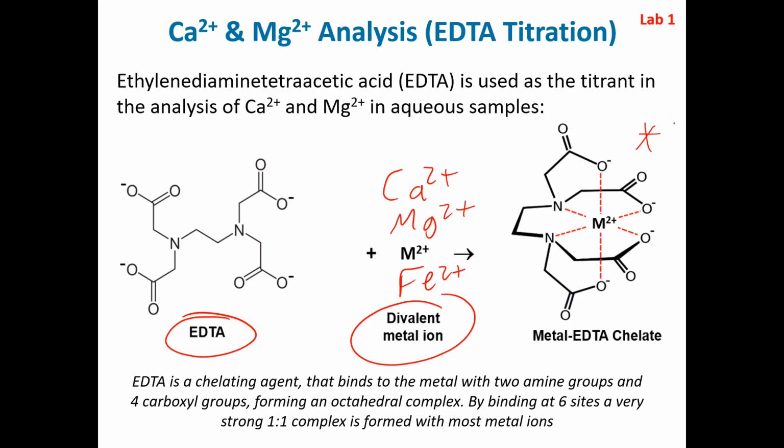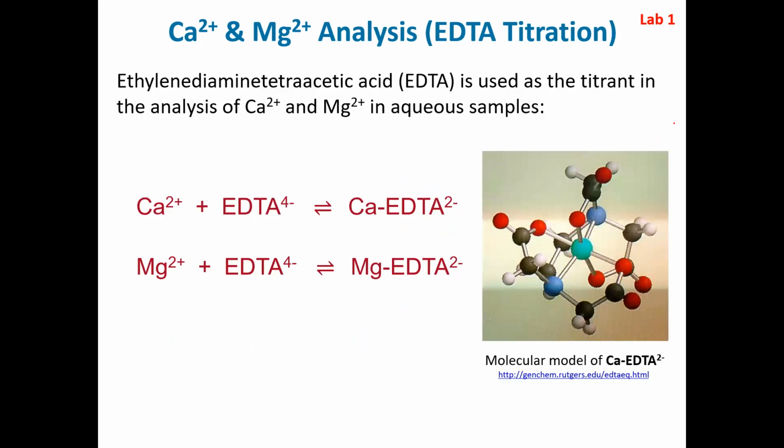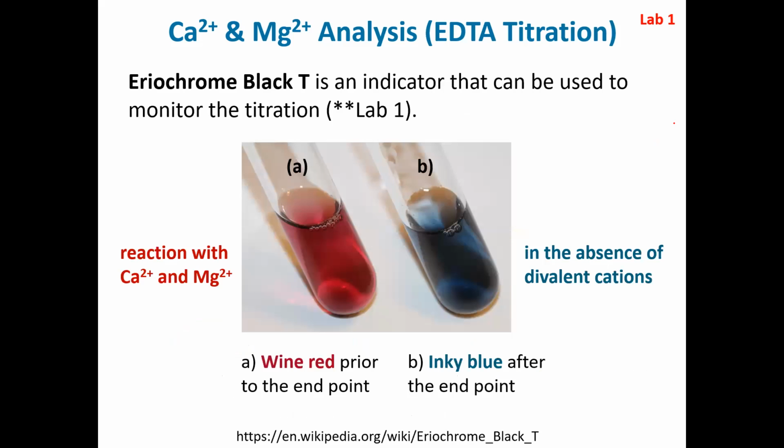And all we need to do now is somehow figure out how we can measure this reaction. And it turns out that we have found a colorized indicator that is going to show us that this reaction is done. So this is showing just the reaction of calcium with EDTA as a 1-for-1, magnesium with EDTA as a 1-for-1, right? So we have this indicator here.